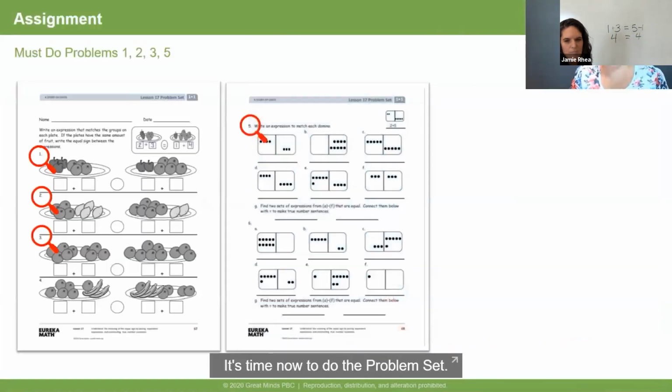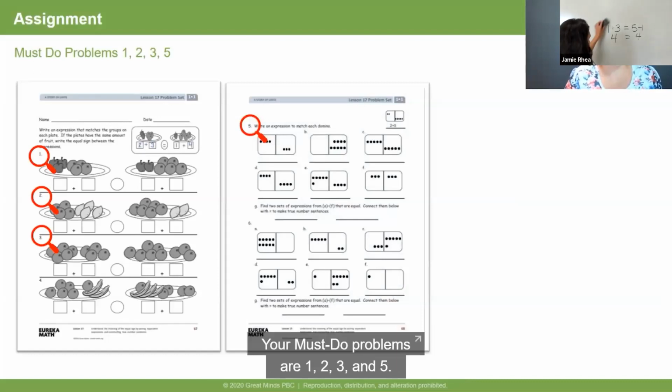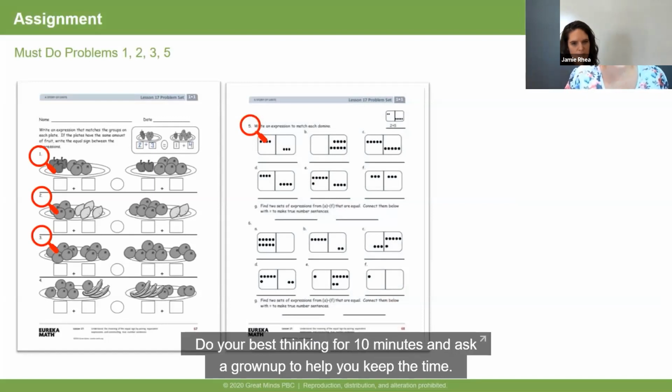It's time now to do the problem set. Your must-do problems are 1, 2, 3, and 5. Do your best thinking for 10 minutes and ask a grown-up to help you keep time.